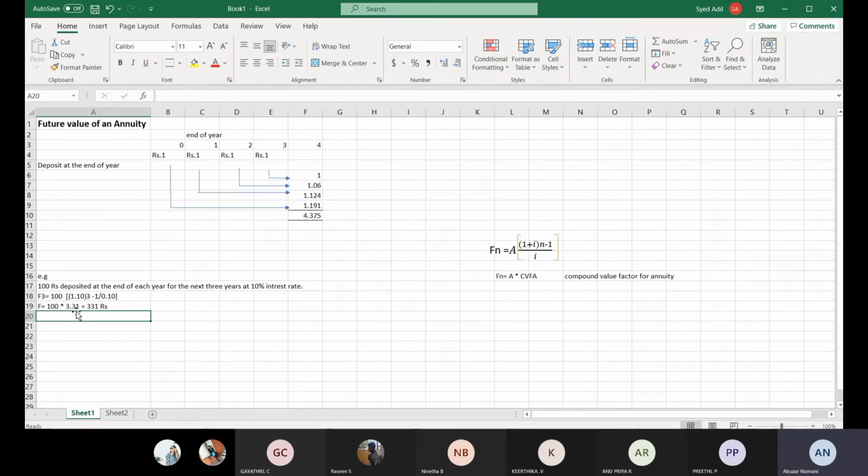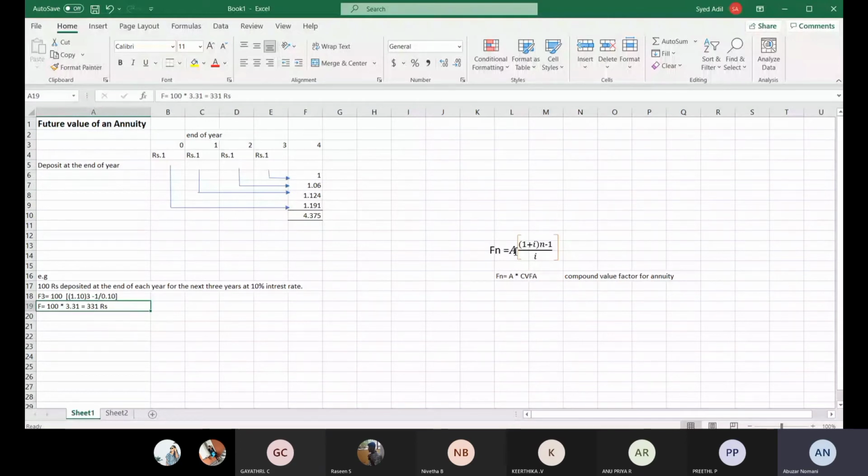Okay, so after the calculation, what did we get? 100 into 3.31, the total amount we will receive is 331 rupees. This will be the future value of annuity if you deposited 100 rupees for the next 3 years, and the interest rate is 10%. Then your amount will be 331, meaning 31 rupees you have got as interest on the 300 rupees that you have deposited for 3 years. Clear to everyone?